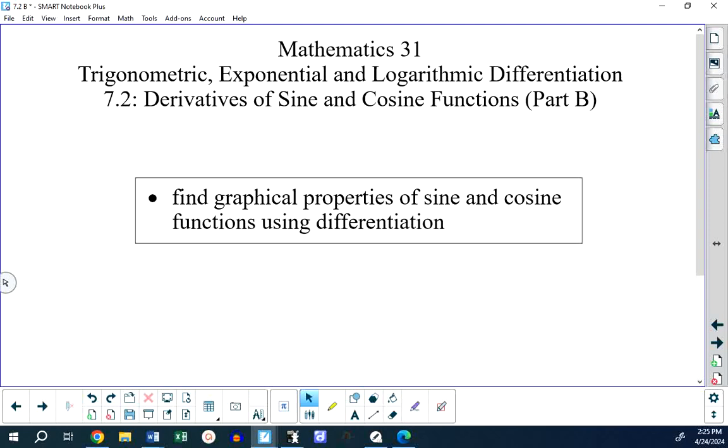The only difference is in this lesson, we're just going to be extending our work with sine and cosine functions' derivatives.